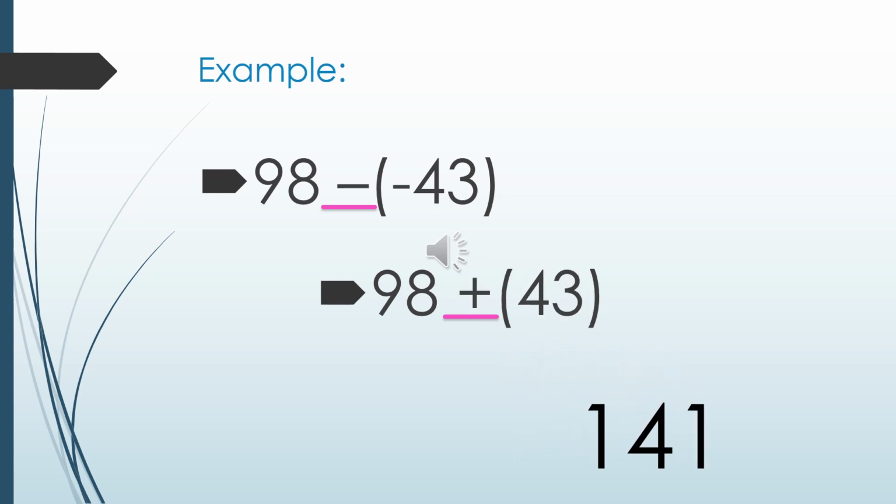We are almost done. In this example of subtracting integers, you're also going to do keep, change. That means 98 stays the same, the minus sign changes to a plus sign, and you do the opposite of negative 43, that is positive 43, and then you apply the rules. If both numbers are positive, you're going to add them up and keep the positive sign. In this case, your answer is positive 141.